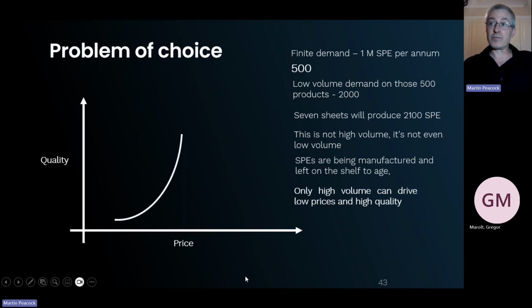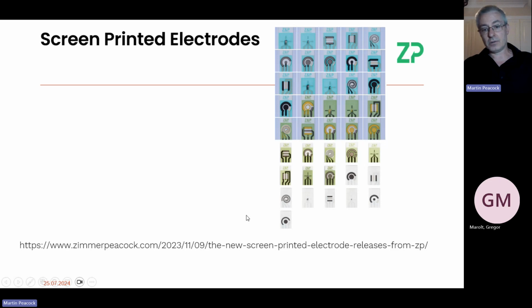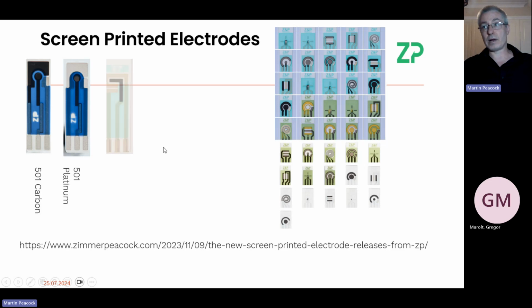Now, at ZP, we have managed to achieve high quality at a low price, but it's because we have a very different attitude. So when people contact us, okay, sure, we're part of the problem. We actually have lots of screen printed electrode designs, but when I realized what it was doing to the market, I said, okay, if you want a carbon electrode, Zimmer and Peacock will give you one, but we'll suggest the 501 carbon screen printed electrode. If you want platinum, the 501 platinum.